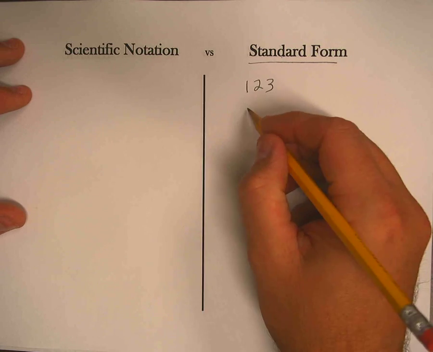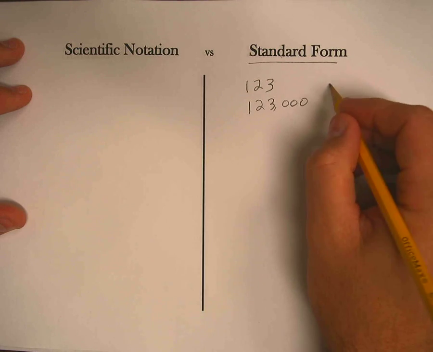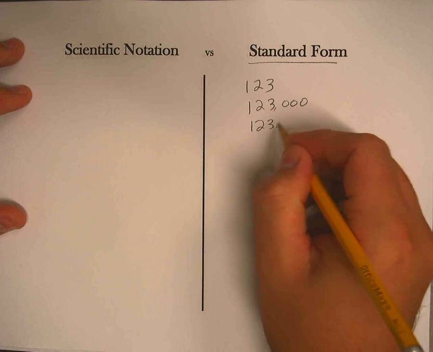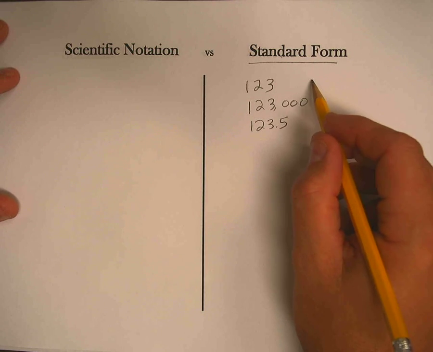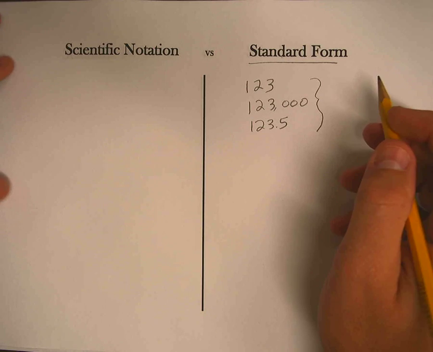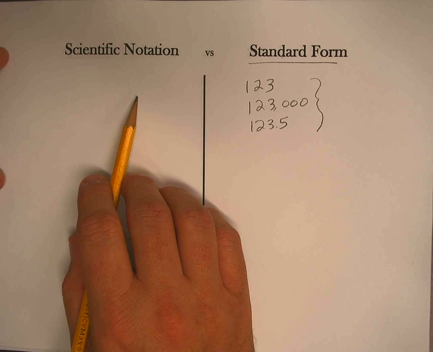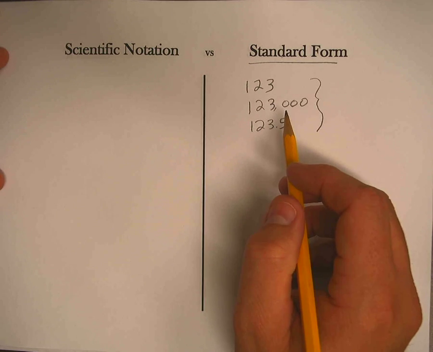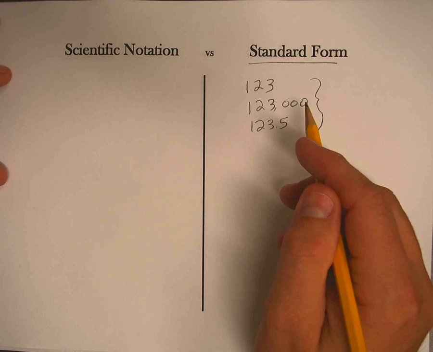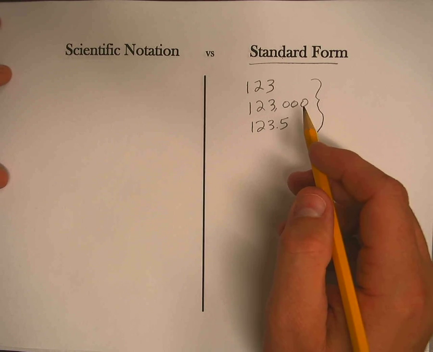123, or 123,000, or even using decimals, 123.5. All of those are numbers that are represented, written in standard form. Well, scientific notation allows us the opportunity to write very large numbers or very small numbers using a little bit of the number plus a multiple of 10.